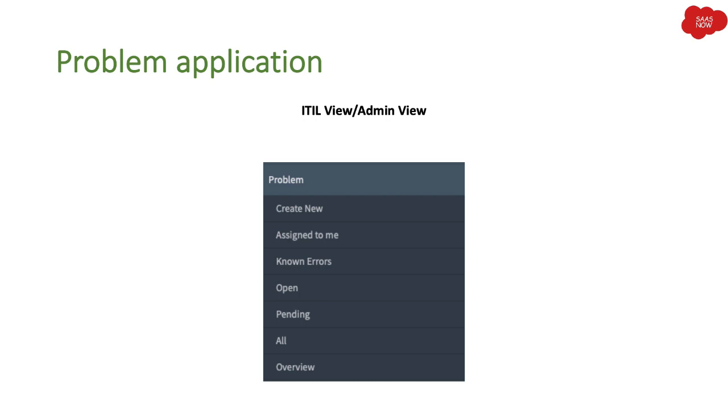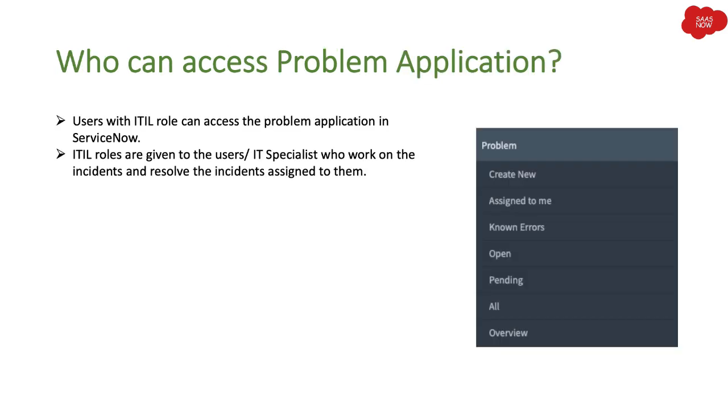Problem application. So ServiceNow has this problem application. This is ITIL view and admin view both. So you don't have any extra modules for admin view. So as you can see, we have this application. Who can access the problem application? Users with the ITIL role can access the problem application in ServiceNow. ITIL roles are given to the users, IT specialists who work on incidents and resolve the incidents assigned to them.